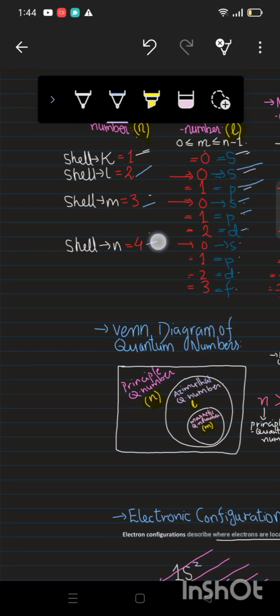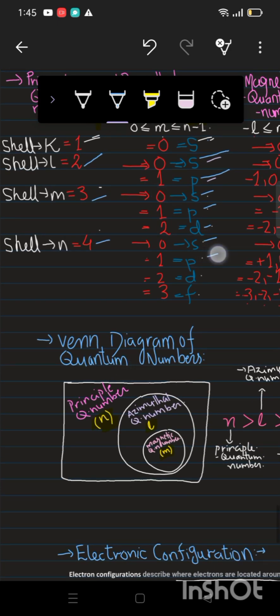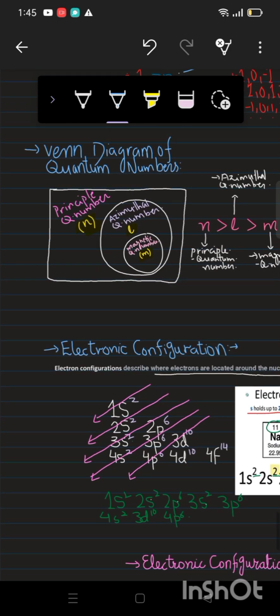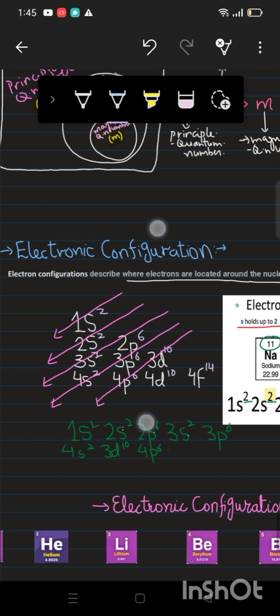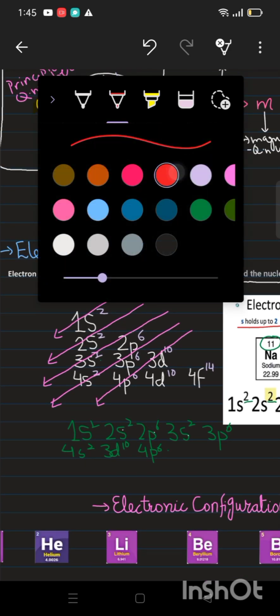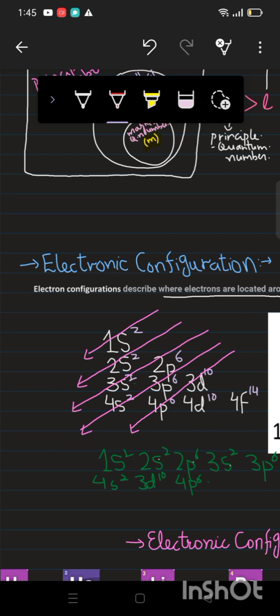Then shell number 4 holds S, P, D, F. That's why we wrote 4S, 4P, 4D, 4F, and S holds 2 electrons, P holds 6 electrons, D holds 10 electrons, F holds 14 electrons. Then we made a trick. We said we'll be coming from up to the down. So 1S2, 2S2, 2P6, 3S2, 3P6, 4S2, 3D10, 4P6, and so on.